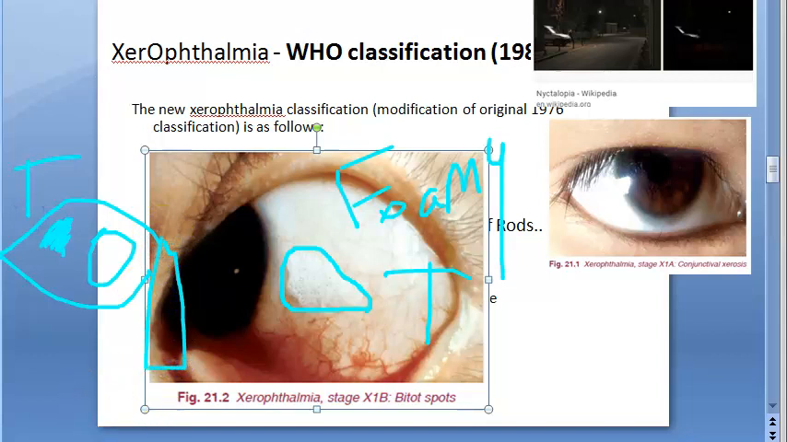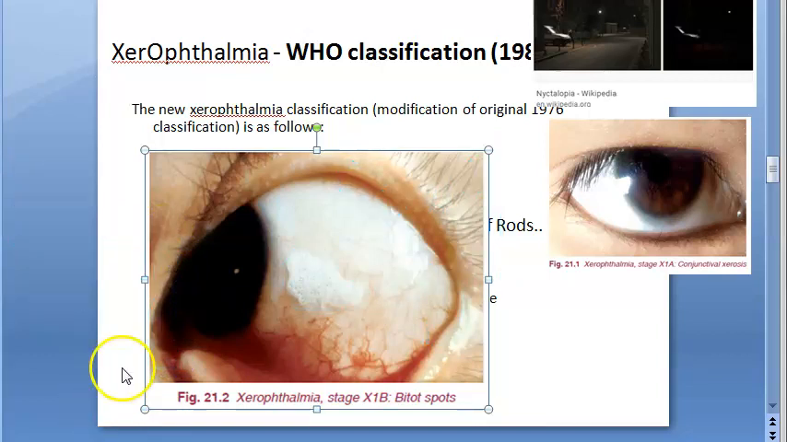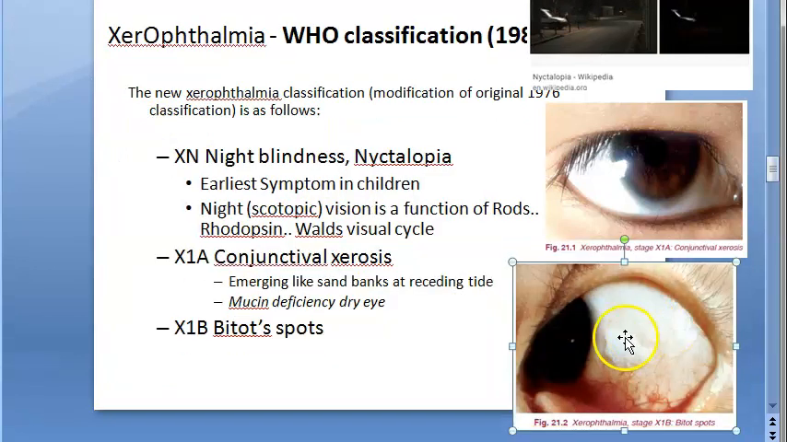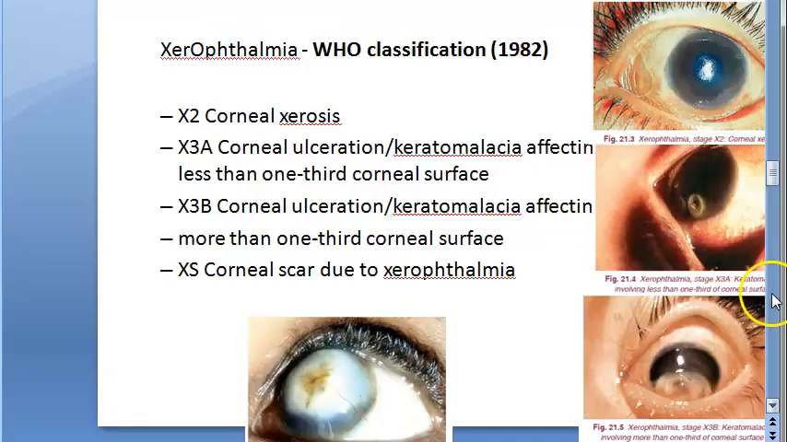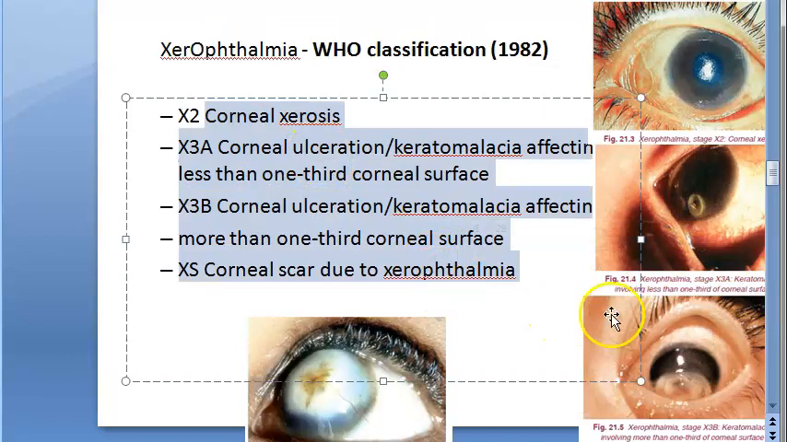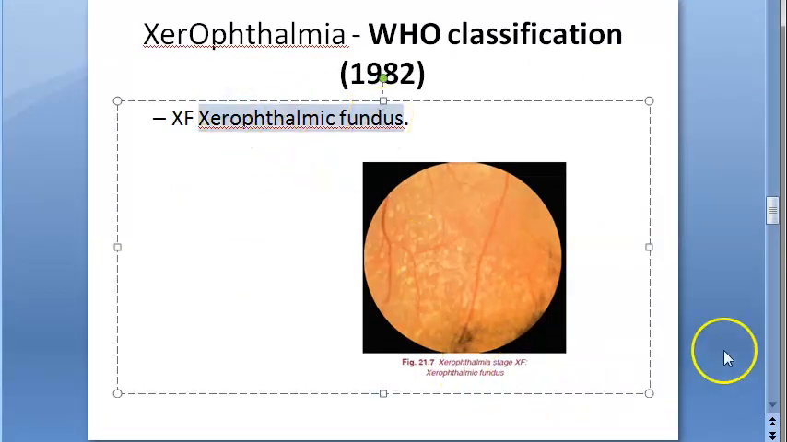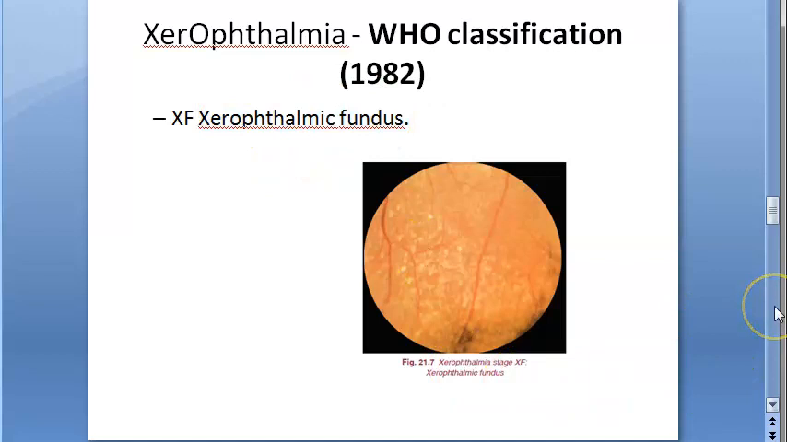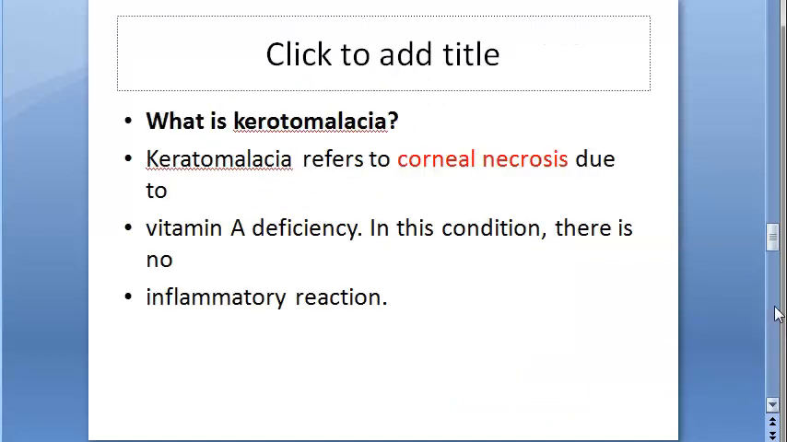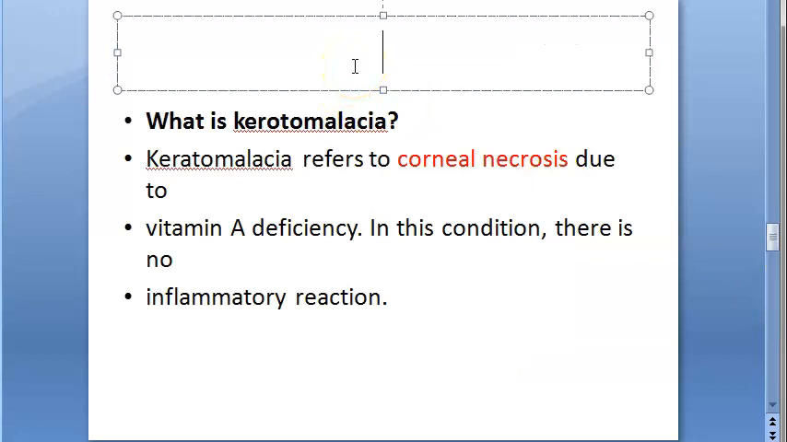So we are done with the first 3 in the WHO classification, guys. So basically night blindness, conjunctival xerosis of 2 things, X1A, X1B. Conjunctiva over. Next what will we go to? We will have to check about the cornea and read all about the cornea. Then we have to understand what changes are there in the fundus. We'll come to all this. Before we go to corneal changes and fundus changes, let us look at other terminologies here.